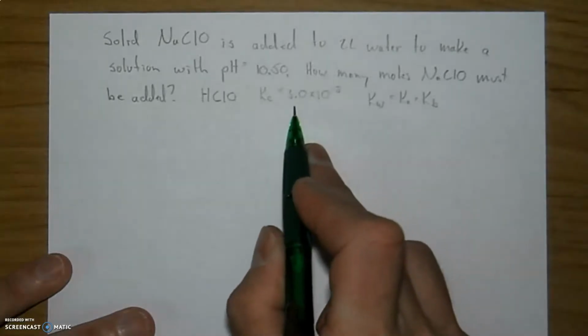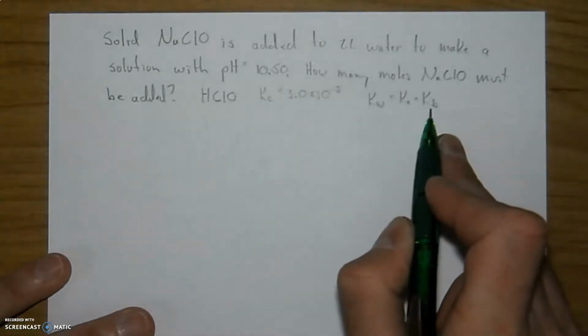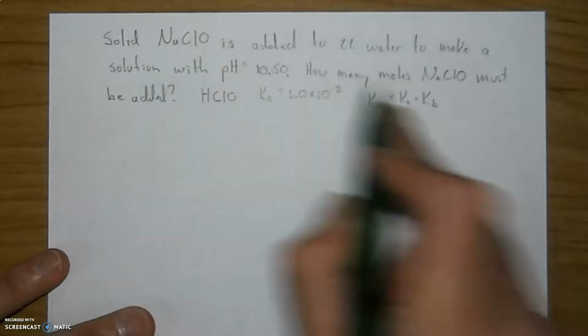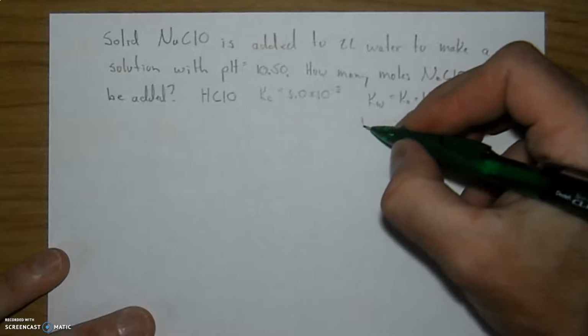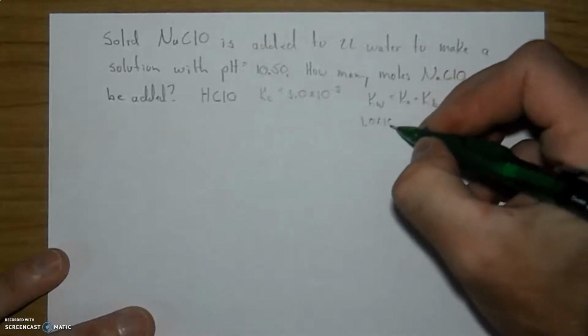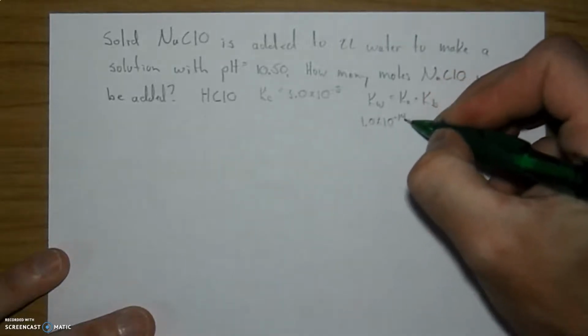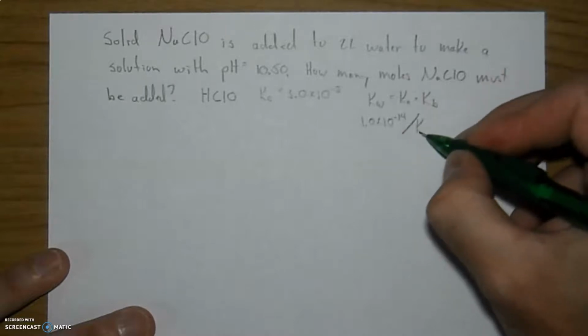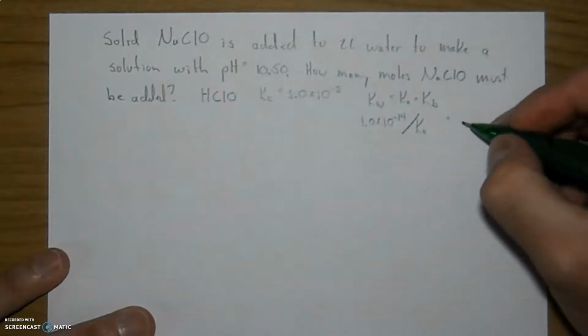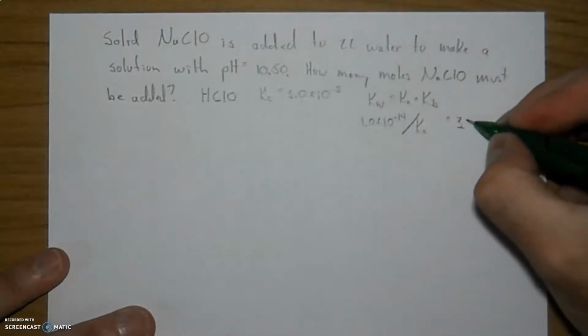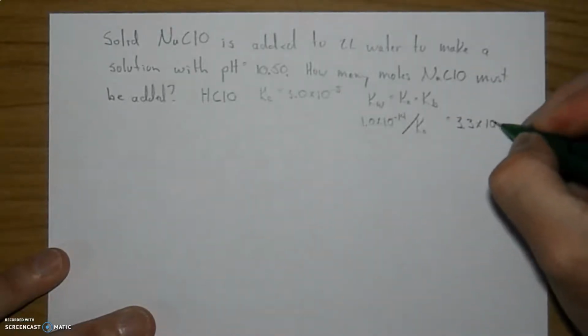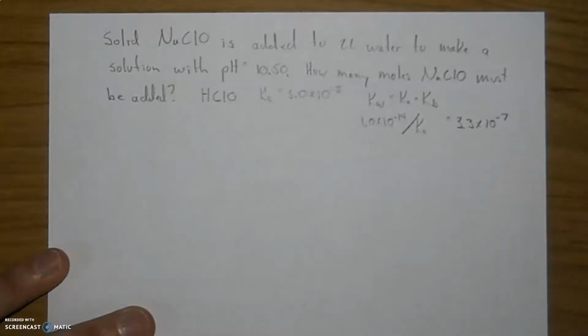I can therefore find the Kb that goes along with it, the sodium hypochlorite. That's the Kb. So if I divide 1.0 times 10 to the negative 14 by the Ka, I'll get the Kb value, which just so happens to be 3.3 times 10 to the negative 7.